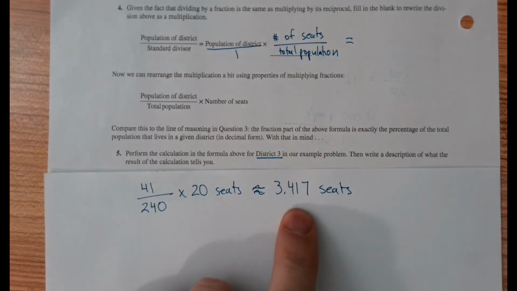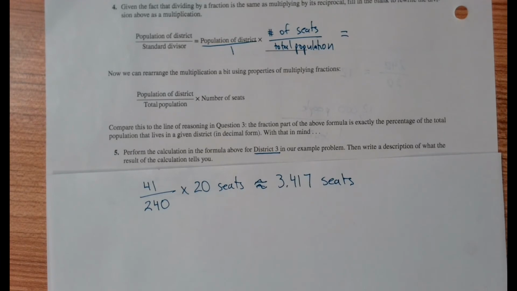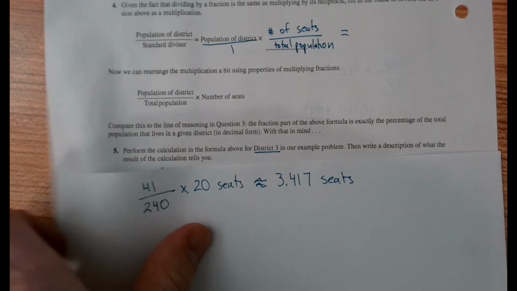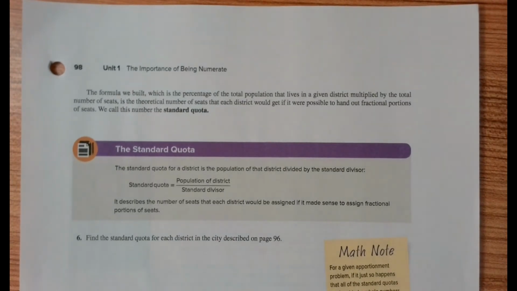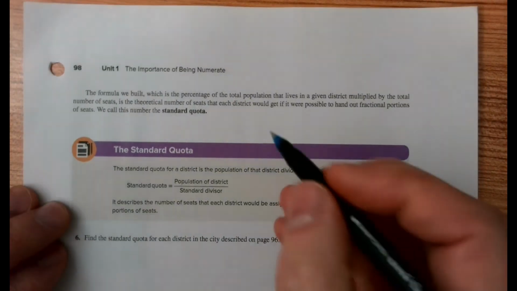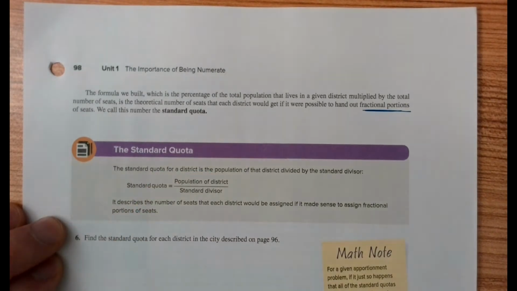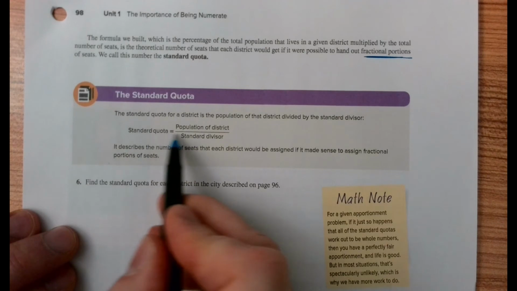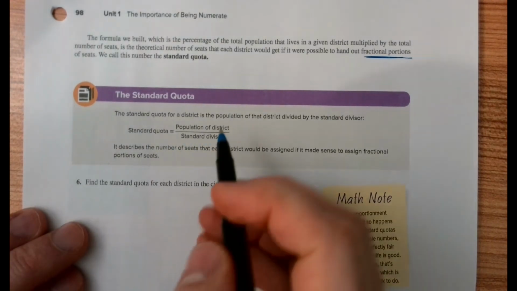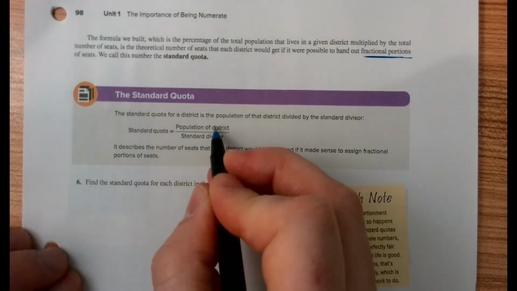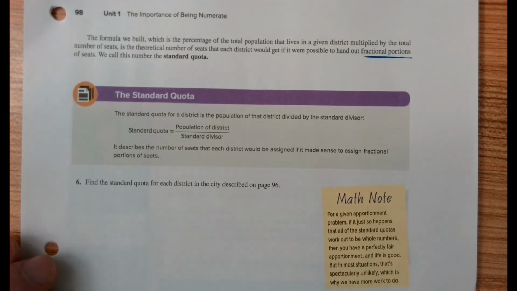Unfortunately, we can't give 0.417 of a seat, right? So that's a problem. It turns out what we just wrote, that formula, is actually called the standard quota. If it were possible to hand out these fractional portions, this is the standard quota that each district would get. Turns out it's a nice quick little calculation that's less complicated than we had before. You just take the population of the district and divide it by the standard divisor.